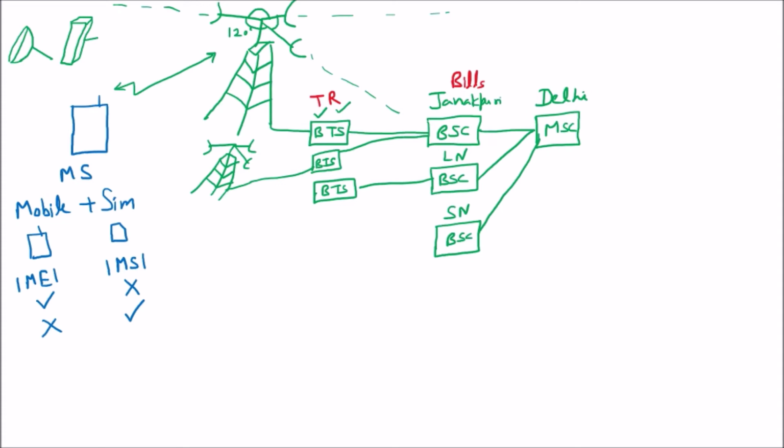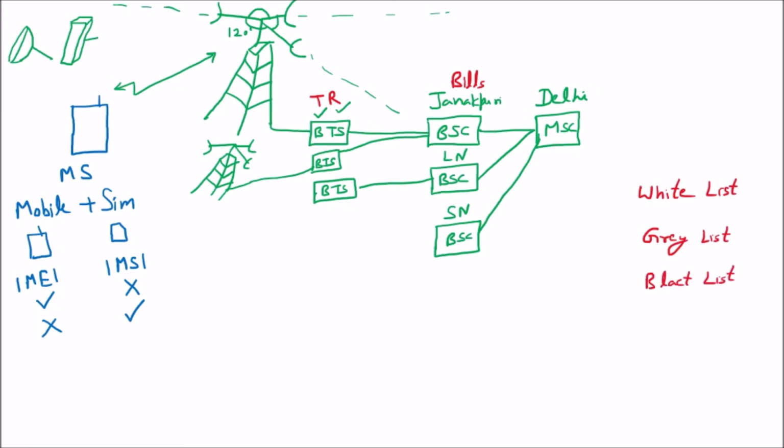If your mobile phone is lost and you have put in a request at the police station that your mobile phone is lost, they are going to trace your phone. Your SIM card falls into three categories: one is the white list, one is the gray list, and another is the black list.